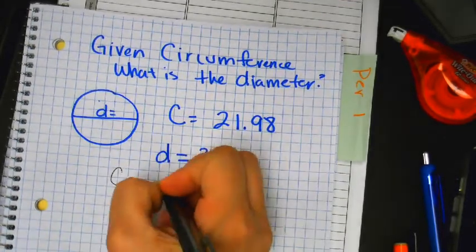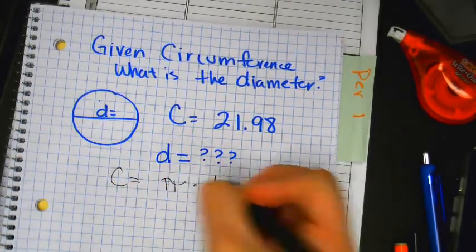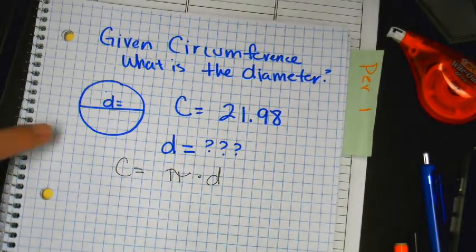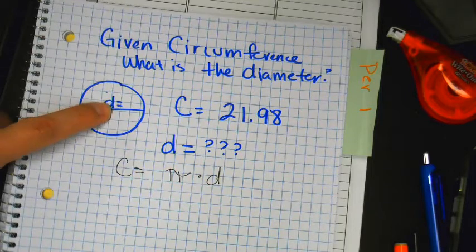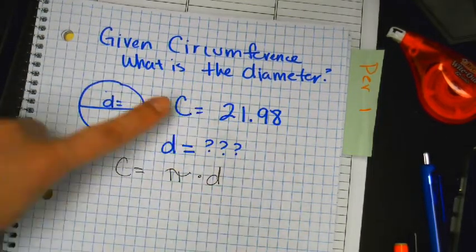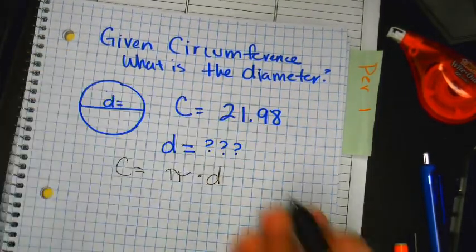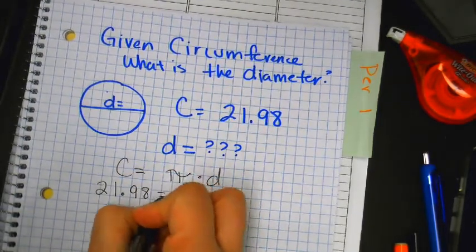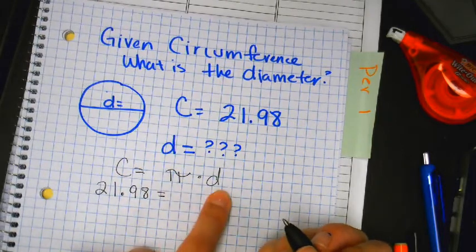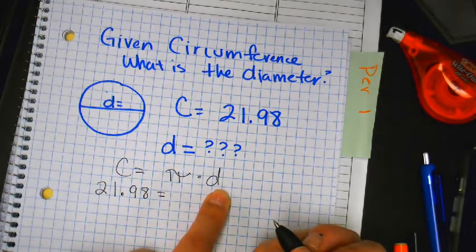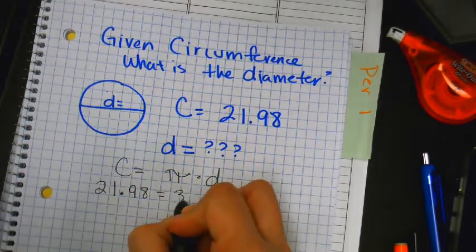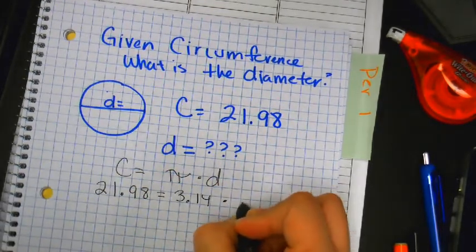So, reminder, circumference is equal to pi times diameter, right? What information did I give you? I did not give you diameter. I gave you the answer. I gave you circumference is equal to 21.98. So I plug that in. 21.98 is equal to pi times diameter. Well, do you know what diameter is right now? No, but do you know what pi is? Yeah, it's 3.14 times the diameter.